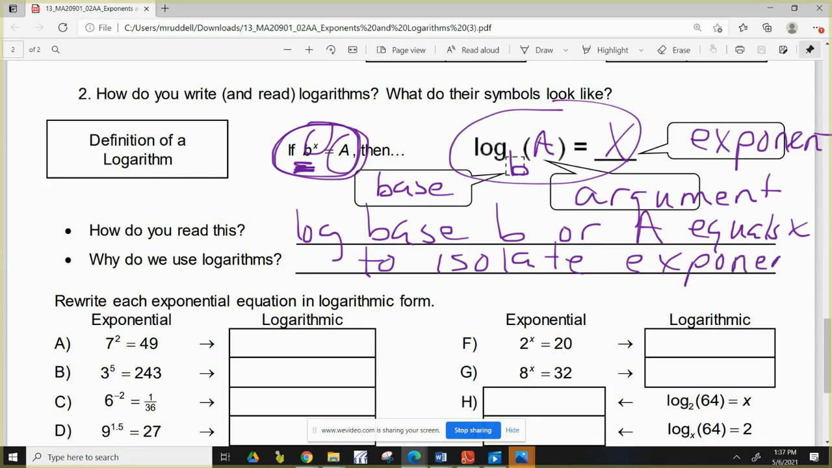You know how when we're solving, we want to get the x by itself. So if it's added, we subtract. If it's multiplied, we divide. You always do the opposite. Well, the opposite of an exponent is a logarithm.